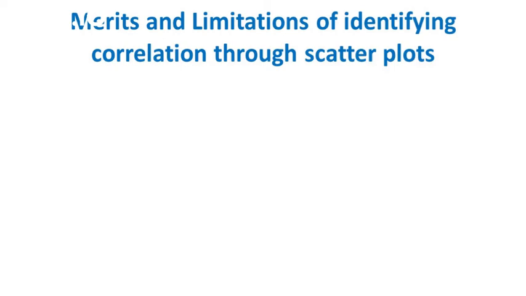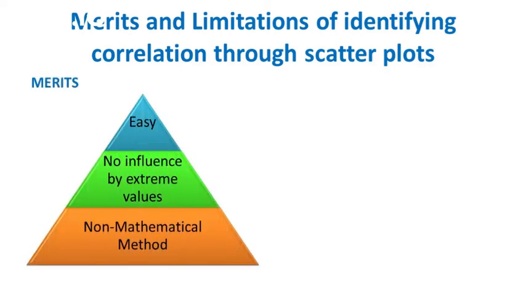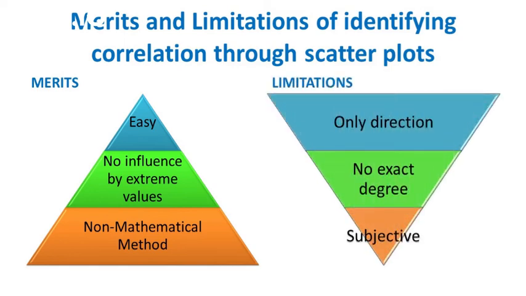Let us see the merits and demerits of scatter plots. First, we shall see the merits. Identifying correlation through a scatter plot is very simple. Unlike most mathematical methods, scatter plots are not affected by the presence of outliers. It is a non-mathematical method of studying correlation between the variables.